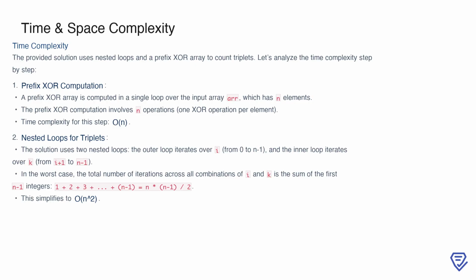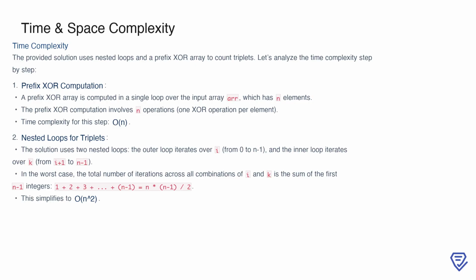array. This involves iterating through the input array, which has n elements, and computing the XOR for each element. Since this process requires just one operation per element, the time complexity of this step is O(n). Next, we have the nested loops used to identify triplets. The outer loop iterates over the starting index i, while the inner loop iterates over the ending index k. For each pair of indices, the total number of iterations across all combinations of i and k is equivalent to the sum of the first n-1 integers, which simplifies to n*(n-1)/2. This results in a time complexity of O(n²) for the nested loops.